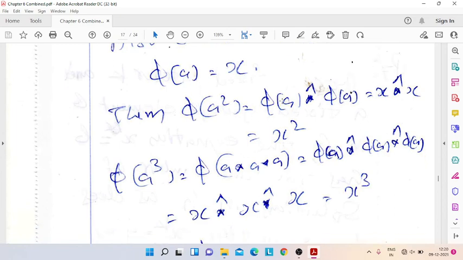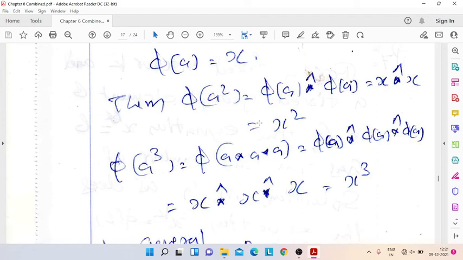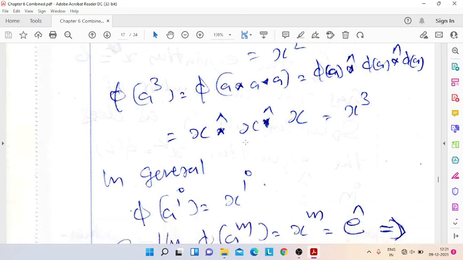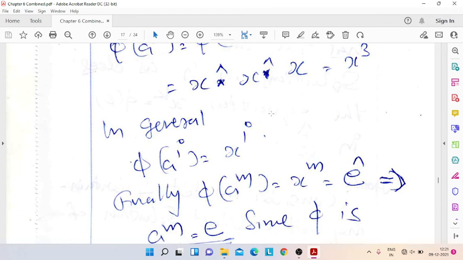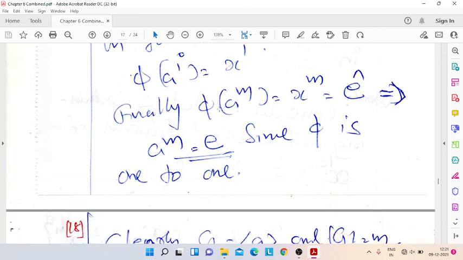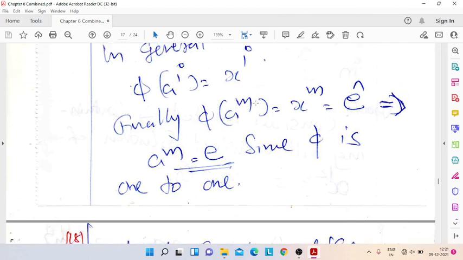And then phi of a square equals phi a star cap phi a, which equals x star cap x, which equals x square. And phi of a cube equals x cube. In general, phi of a raised to i equals x raised to i. Finally, we can write phi of a raised to m minus 1. If m is the order of the group, then the power must be m minus 1.